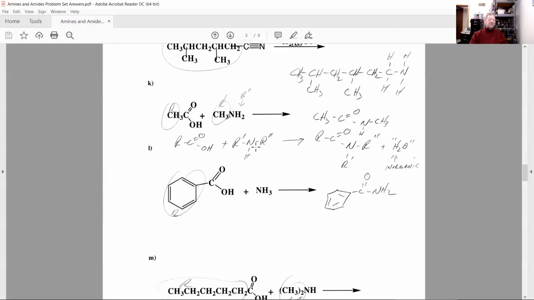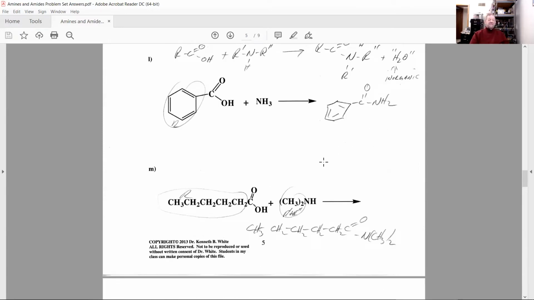But here it's a methyl group. R prime is methyl, one of the hydrogens is R double prime, and you form an amide. What's our methyl? It's attached to the carbonyl, carbon double bond to oxygen. And you have a nitrogen on there with a hydrogen and a methyl. You can change these. It doesn't matter which side it's on.